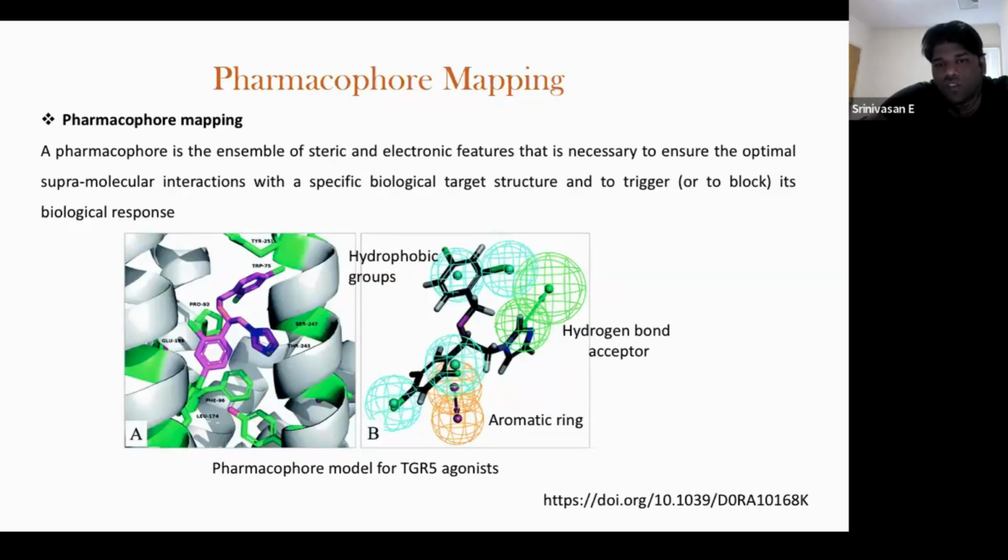These features of the compounds can be extracted using different software. Once you extract those features, you can look for new molecules in such a way that they should have these features. So when we search, we search for molecules which have hydrophobicity, which have a hydrogen bond acceptor, which have 2 or 3 aromatic rings. It should have 2 hydrophobic groups. It should have a metal ion. It should have a hydrogen bond donor.